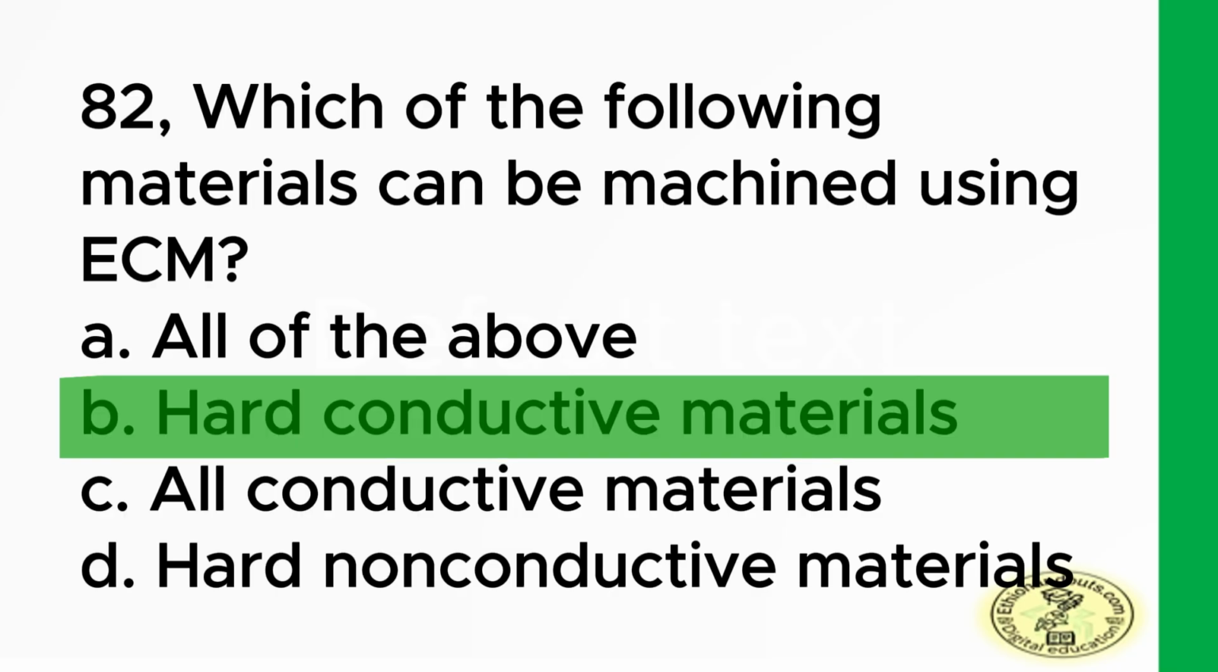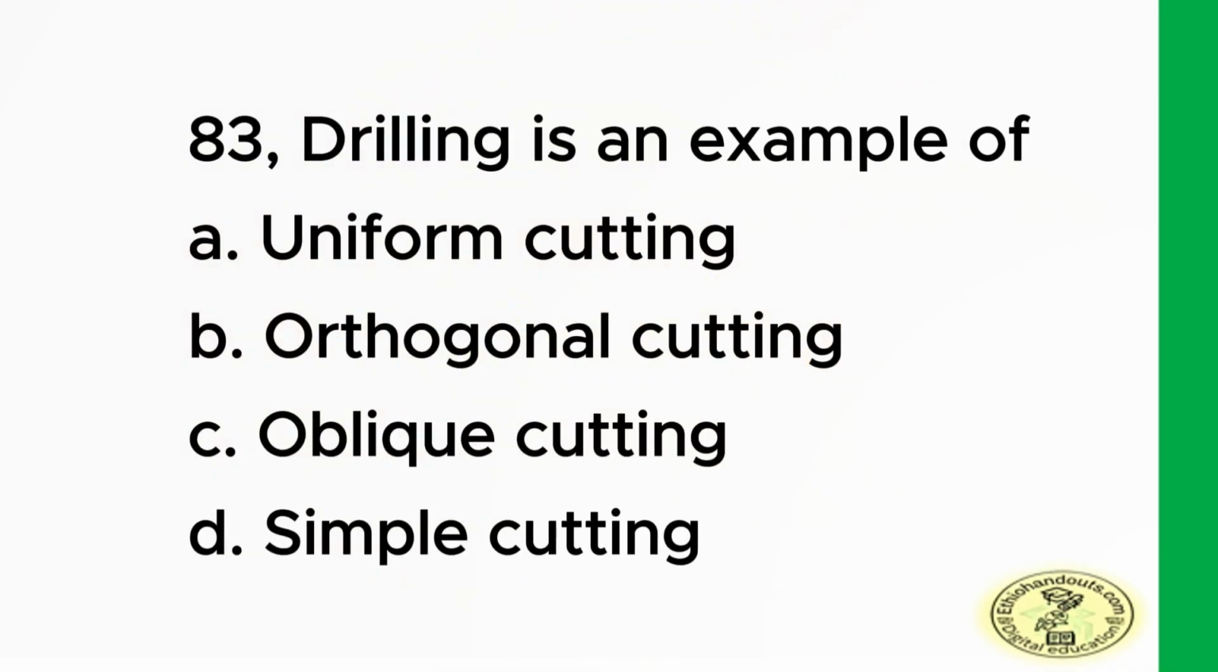The correct answer is B. Hard conductive materials. 83. Drilling is an example of A. Uniform cutting, B. Orthogonal cutting, C. Oblique cutting, D. Simple cutting.